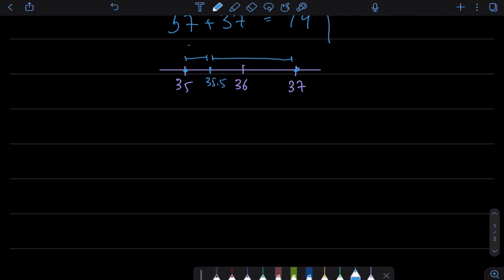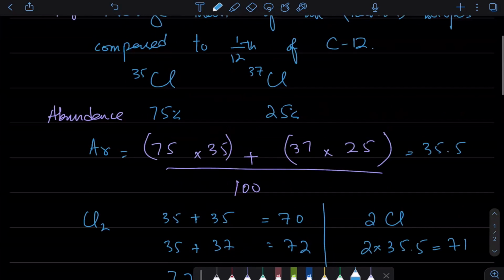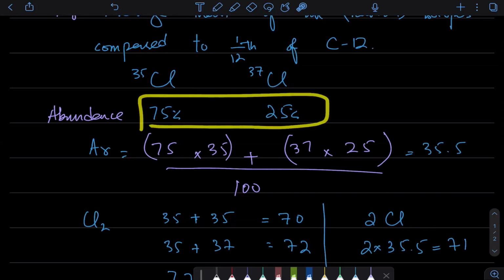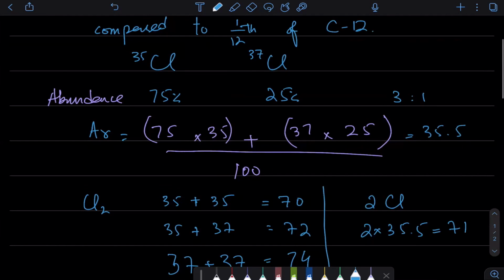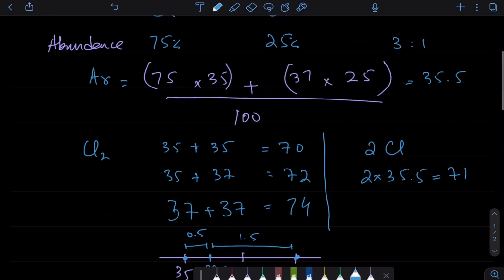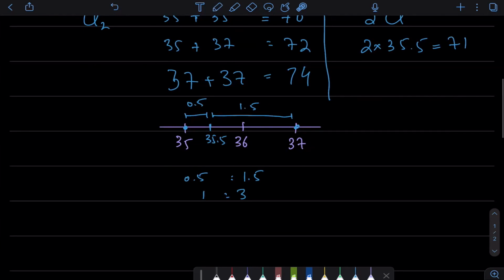So this is 0.5 and this is 1.5. And if I take the ratio of this, so 0.5 ratio 1.5 is basically 1:3. And let's look at their abundances. These are the values. What is their ratio? 3:1. 1:3, 3:1. This is not a coincidence. Basically, the distance on the number line is a flipped ratio of abundance.